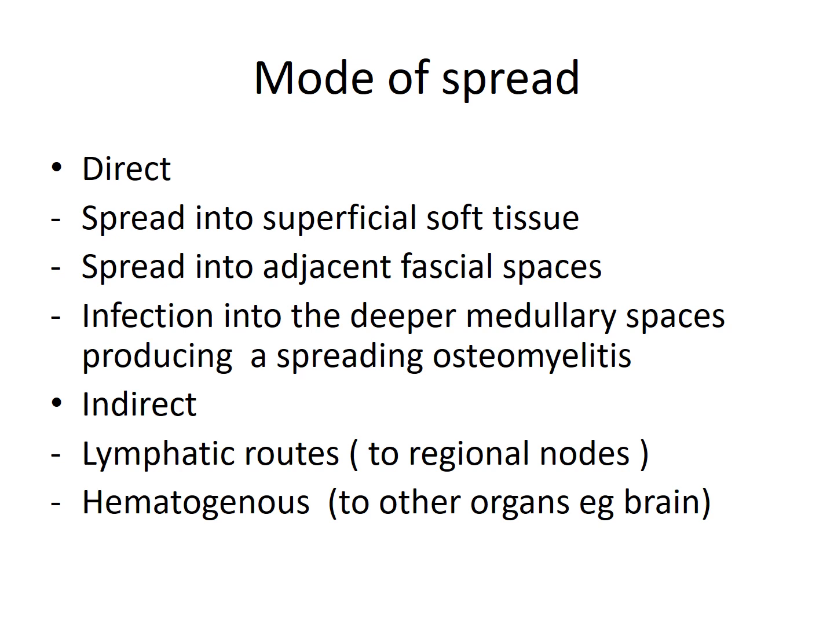Infection can spread directly into superficial soft tissue, into adjacent facial spaces, and the infection can also directly spread into the deeper medullary space, producing a spreading osteomyelitis. Indirectly, the infection can spread through the lymphatic route, via the lymphatic routes to the regional nodes, and also hematogenous route, which can go to other organs, for example, the brain.